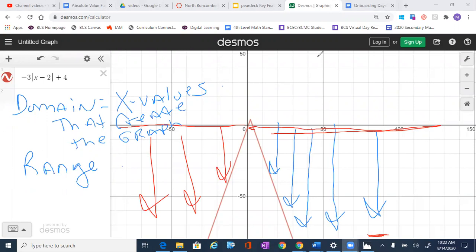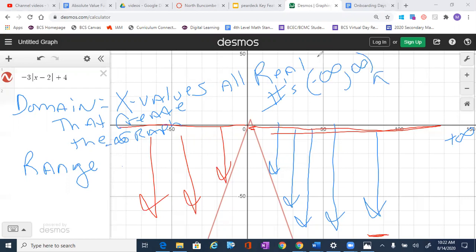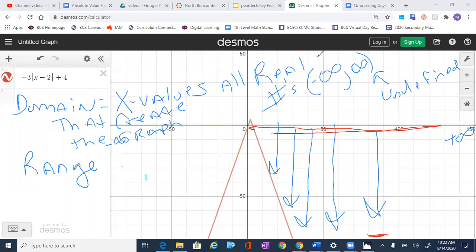So we can say all real numbers, or we can go ahead and use interval notation, and we can say, well, we know from down here, which is -infinity, all the way up to here, which is +infinity. So all real numbers is -infinity to +infinity. And we're going to use undefined parentheses, and I'll keep pointing that out, undefined parentheses, because -infinity and +infinity are not definite numbers. Okay, so let's go to the range.